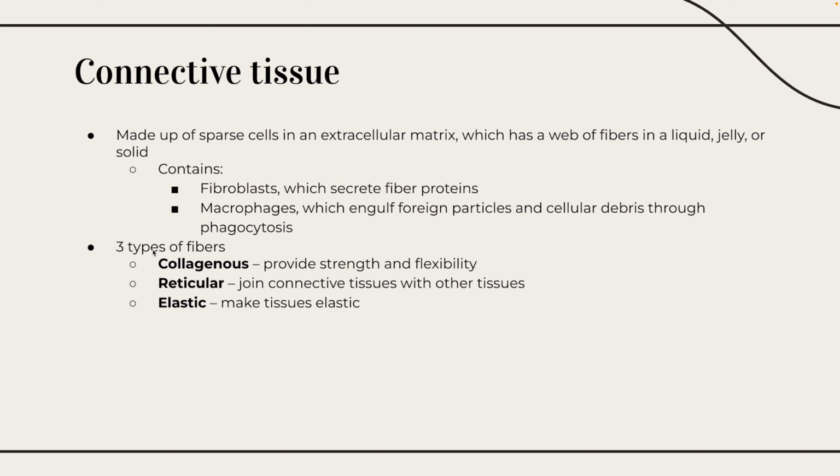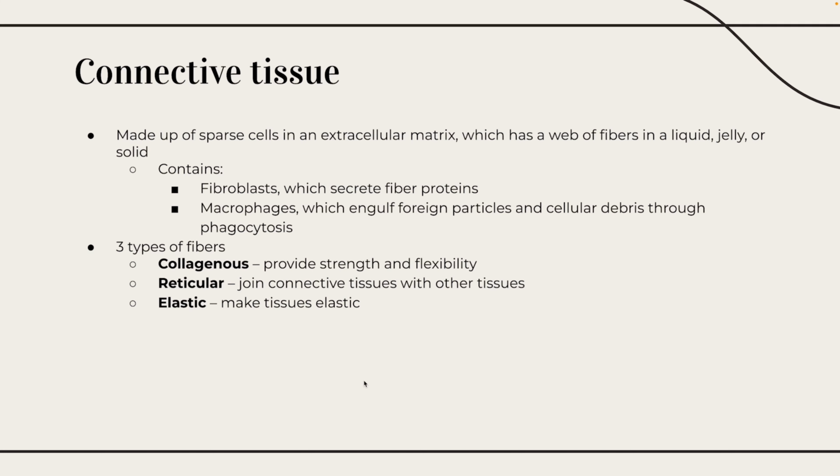So there are three types of fibers in connective tissue: collagenous, reticular, and elastic. So they spell out CRE. Collagenous fibers provide strength and flexibility. Reticular fibers join connective tissues with other tissues, and elastic fibers make tissues elastic.